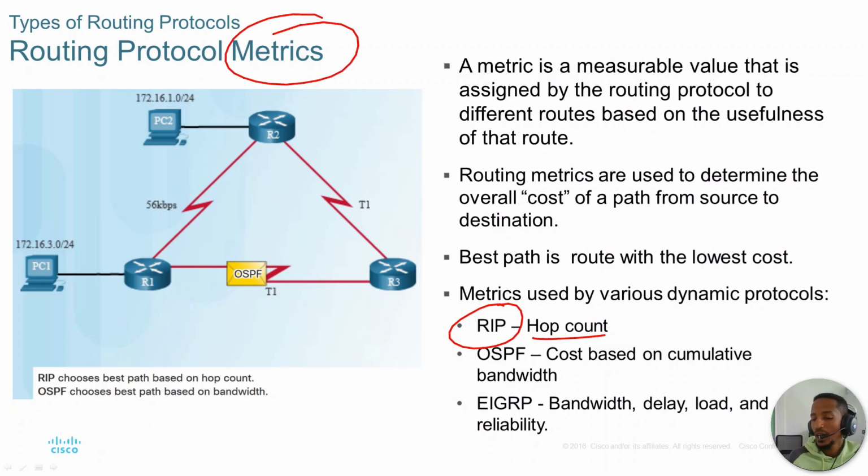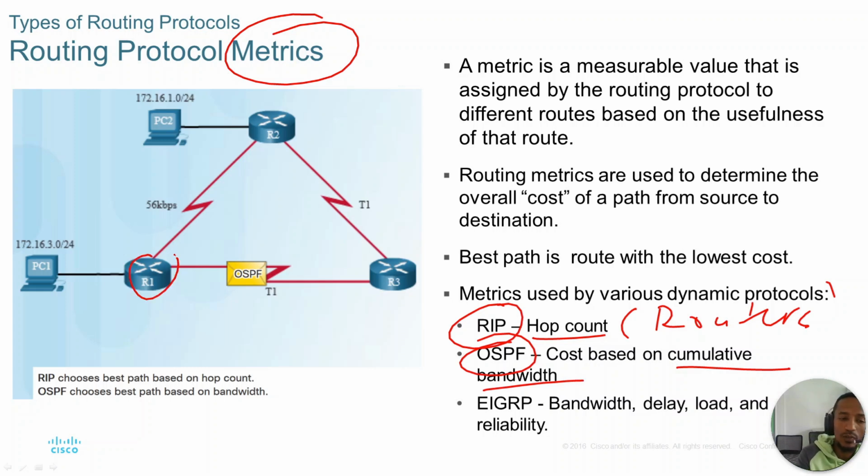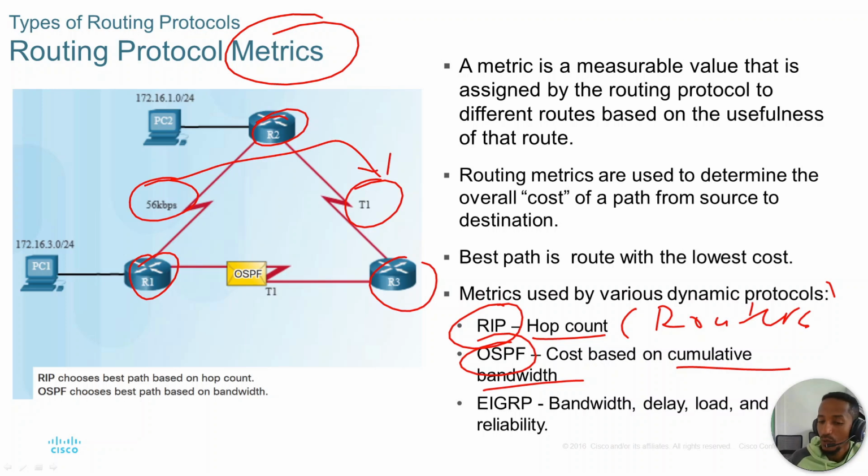If you are using RIP, it will count the number of routers. So hop count means the number of routers between the source and the destination. OSPF will use cumulative bandwidths. For example, to go from router 1 to router 3 through router 2, here it is 56 kilobits per second, and here it is T1, around 3 point something megabits per second. You are going to add these two and divide by 2. That's what we call cumulative bandwidth. The first one is very slow, the second one is better than the first one, so you cannot base yourself on either one alone. You just take the cumulative.